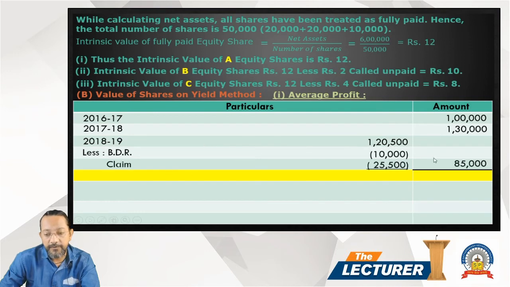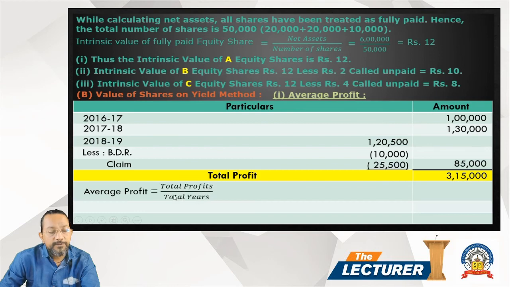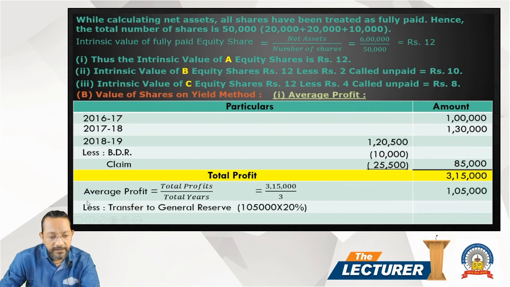So the revised profit is 85,000. Total profit is 3,15,000, the total of these three. Average profit is total profits divided by total years. So 3,15,000 divided by 3 comes to 1,05,000. Less transfer to reserve. Every year the company transfers 20% to reserve. So 1,05,000 less 20% is 21,000. After deducting the reserve, we get the average profit of 84,000.